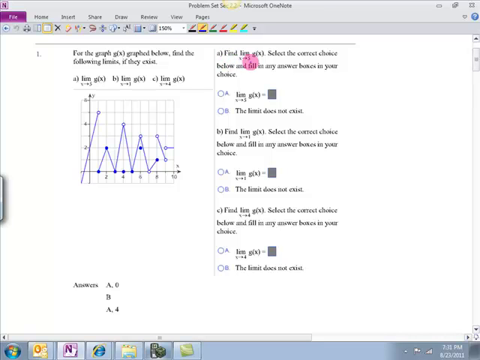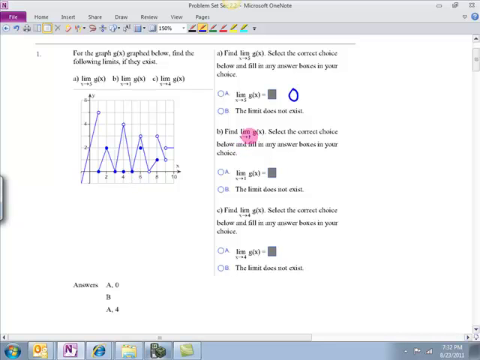Find the limit as x approaches 5. So if we go here, you're looking at your graph. As x approaches 5, what's the y value there? So the limit is 0. As x approaches 5, so there's my x value. Where's my y value? My function is right there at y equals 0. So your limit's going to be a y value.